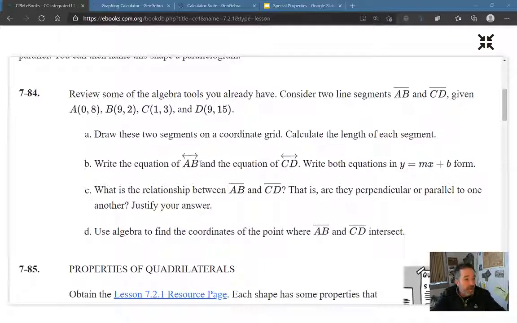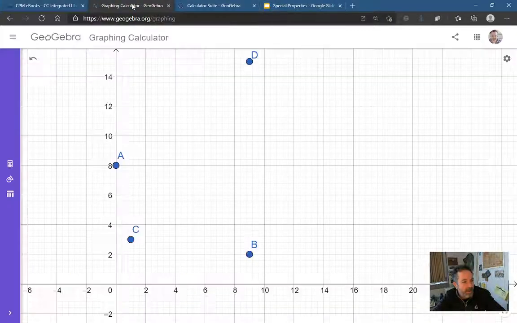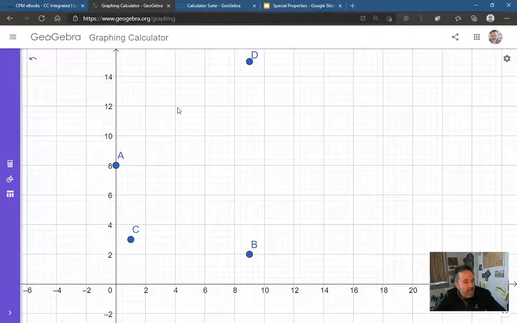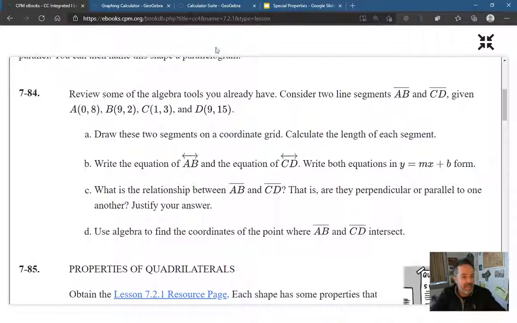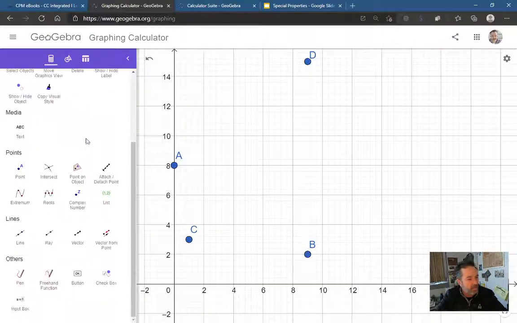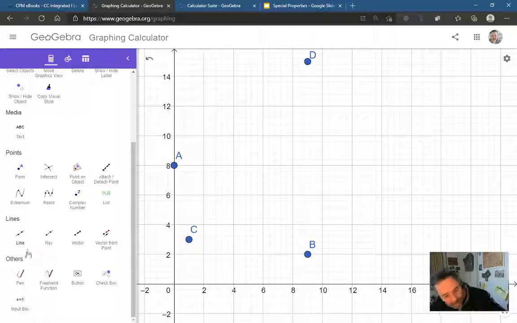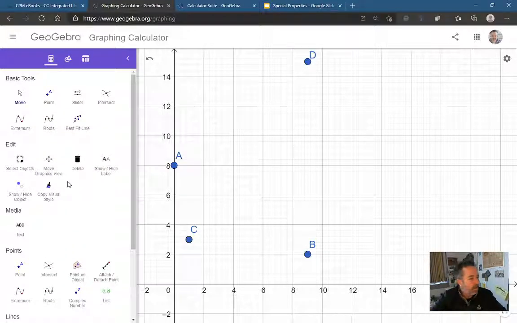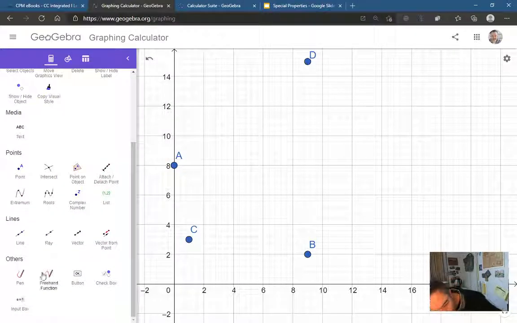I've got those points over in GeoGebra, so let's pop over there. Here they are, and we're asked to find the distance between those two points. It says, draw these two segments on a coordinate grid. Okay, so I've got them on a coordinate grid, and I'm going to go ahead and use the segment tool to connect them so I can see what I'm talking about here. Let's see. Ooh. Where is that segment tool?